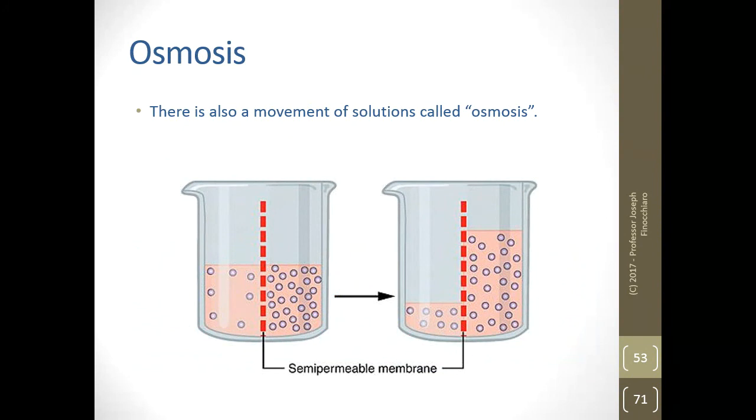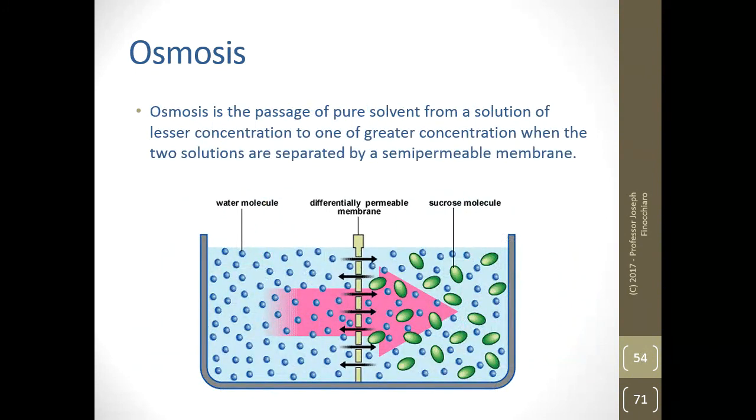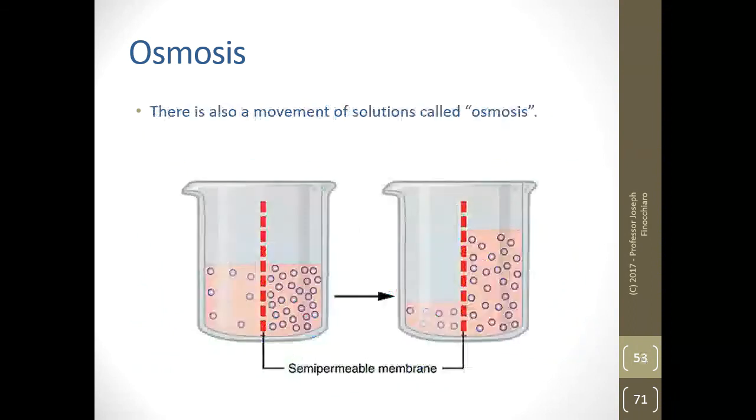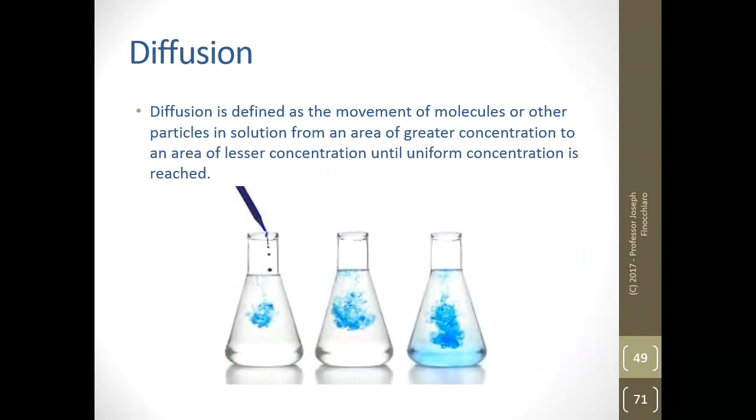Now osmosis. Osmosis is the passage of pure solvent from a solution of lesser concentration to one of greater concentration when two solutions are separated by a semi-permeable membrane. Okay, passage of pure solvent from a solution of lesser concentration to one of greater concentration when the two solutions are separated by a semi-permeable membrane. We go back to diffusion. Notice the differences. Okay, no membrane. That's the big one.